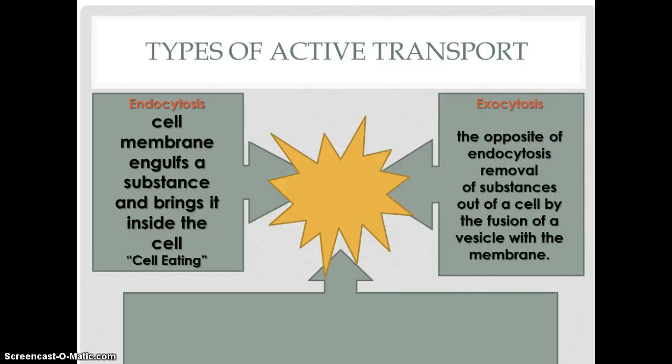Exocytosis is the opposite of endocytosis. It involves the removal of substances out of the cell by fusion of a vesicle with the membrane. Both endocytosis and exocytosis transport material across the membrane in transport vesicles.